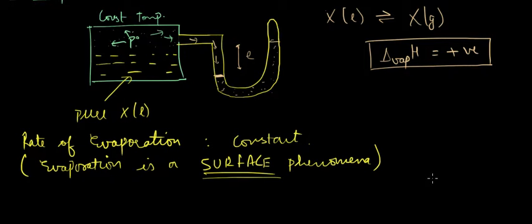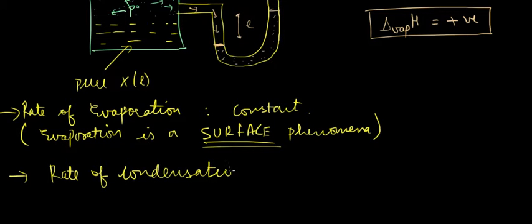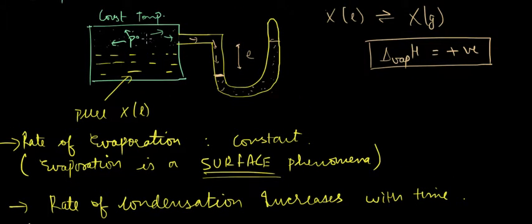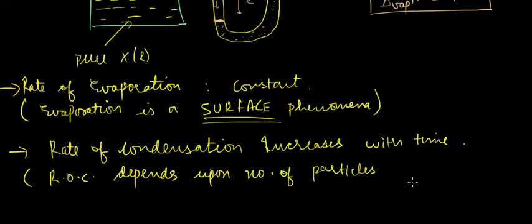Okay, next we can also say that rate of condensation increases with time, and rate of condensation actually depends upon the number of particles in the vapor phase per unit volume. So the number of particles which are in the vapor phase per unit volume in this vessel determines the rate of condensation. So we are just writing that rate of condensation depends upon number of particles in vapor phase per unit volume.